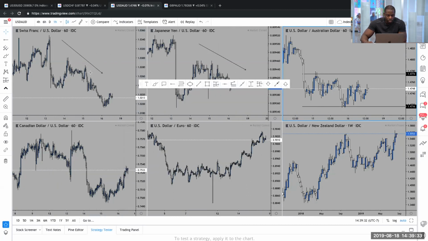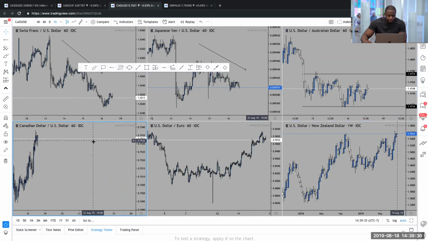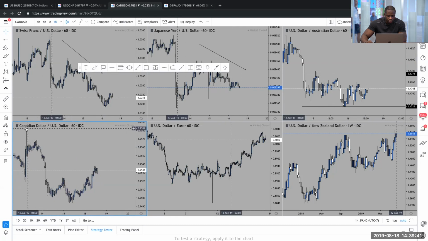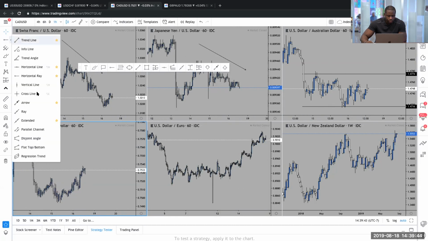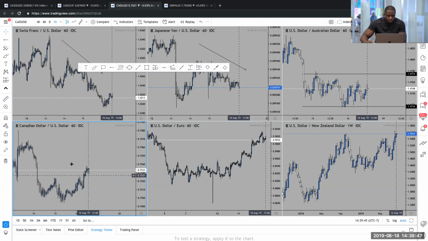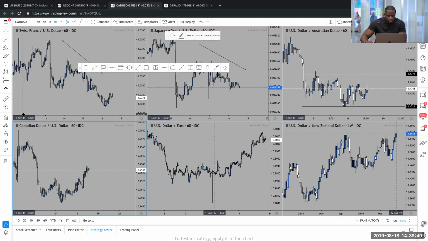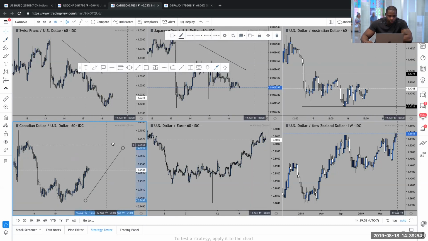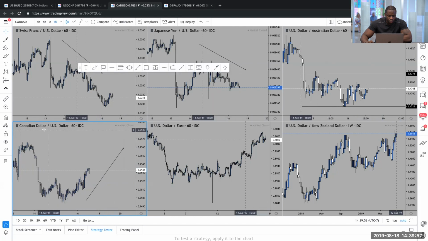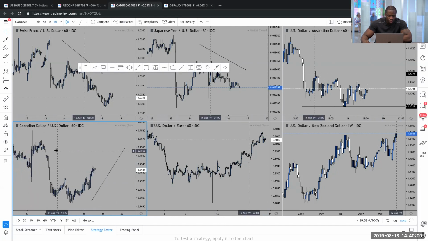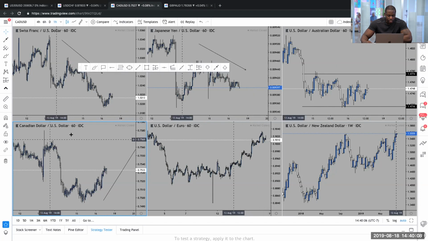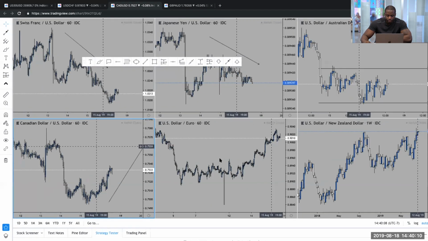The Canadian dollar versus the US dollar. See, we're seeing that it's becoming strong, right? So the Canadian dollar is becoming strong. It's already on a support level. And then the US dollar is also being strong as well too. So both of these pairs, base and counter pairs, are showing that it's pretty strong. So that is another pair that we're going to keep an eye on.